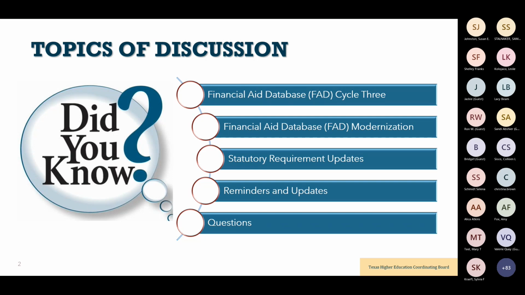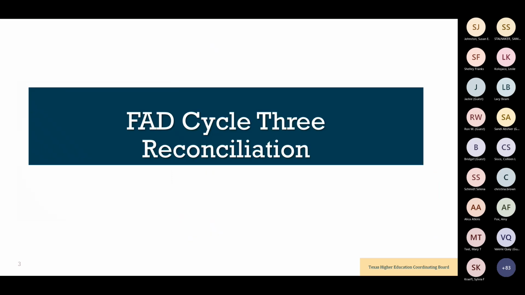So let's get started with Financial Aid Database Cycle 3 and why that's so significant. We have 3 cycles throughout the year. So this is our big one. This is the one that I'll say matters the most. This is when you certify your data to the coordinating board. The coordinating board collects data to do a lot of different things. We use it for reporting. We use it for your allocations. People request that data from us to do statistical analysis. Our legislators use it to make decisions on funding and budgeting. So it's very, very important that the data that's sent from the institutions is as accurate as possible.